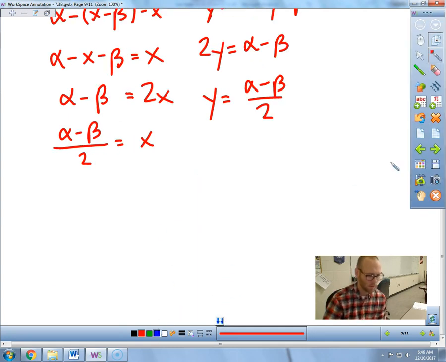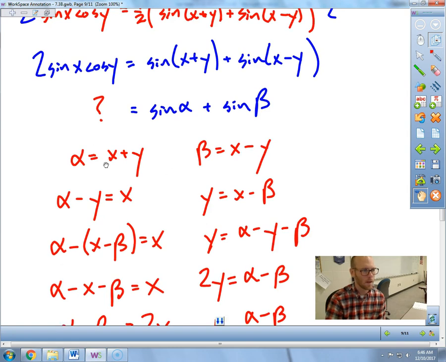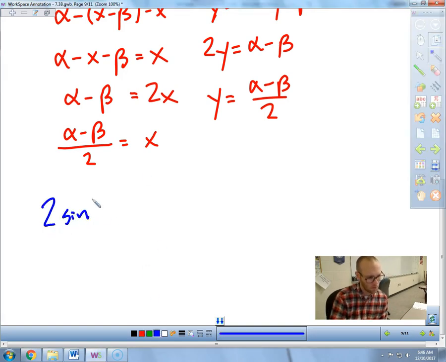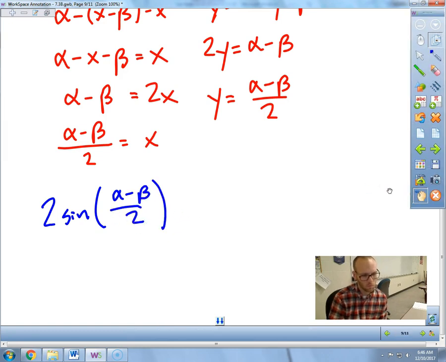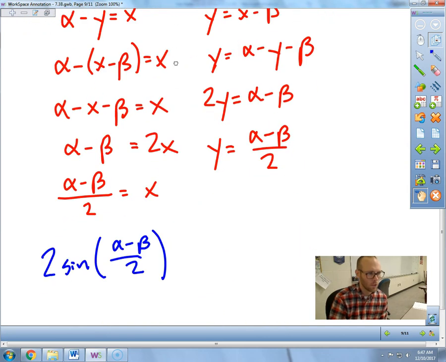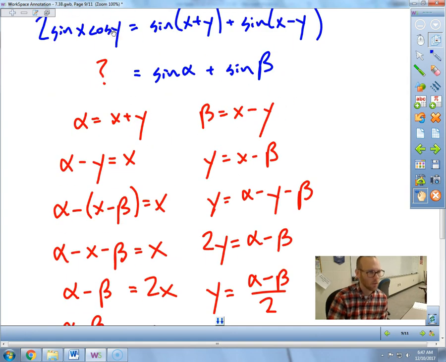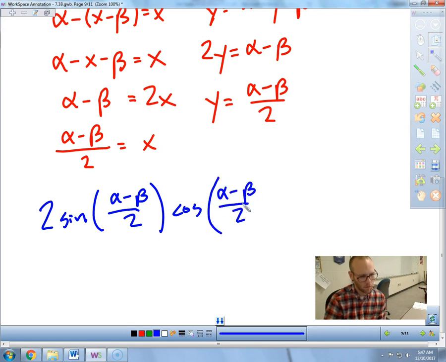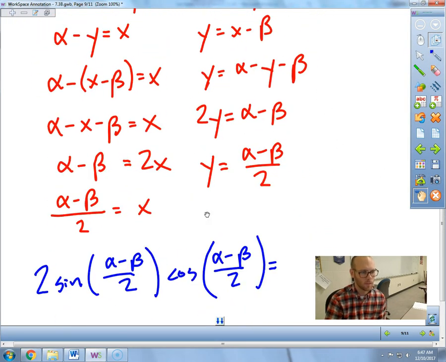So what do we have? Let's go back up to this step. We have 2 times the sine of alpha minus beta over 2 cosine of y, which is alpha minus beta over 2, equals the sine of alpha plus the sine of beta.